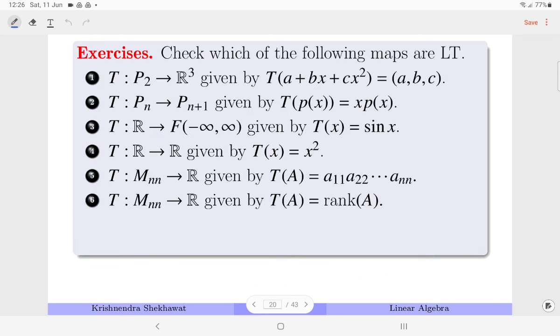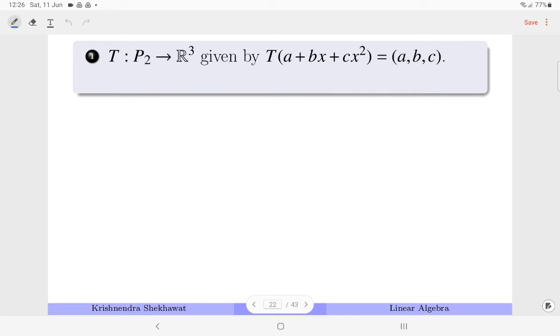Now check whether the following are linear transformations. Please do each one by one. I am going to discuss a few of them. So I will start with the first one, P2 to R cube.